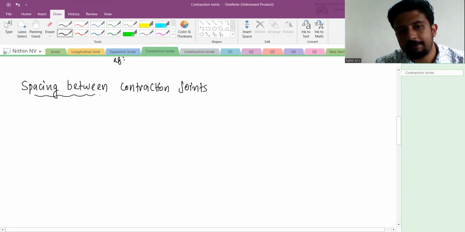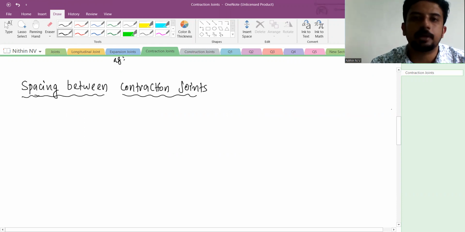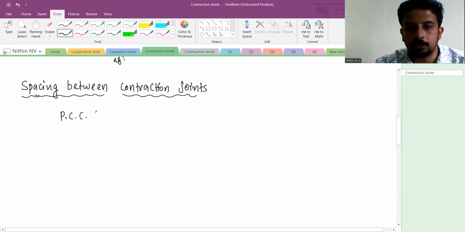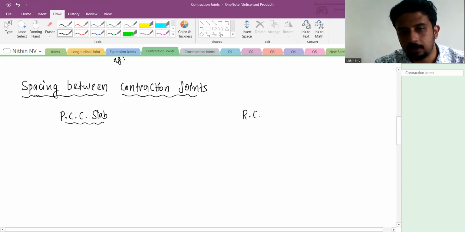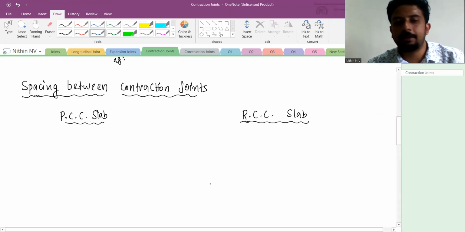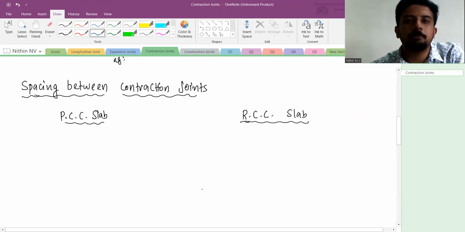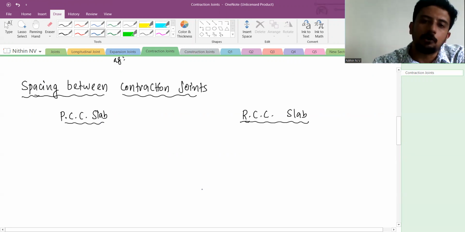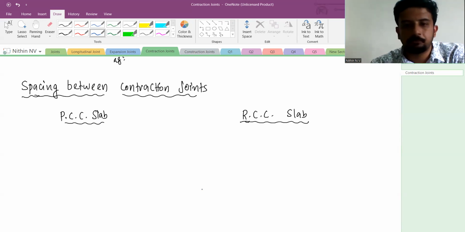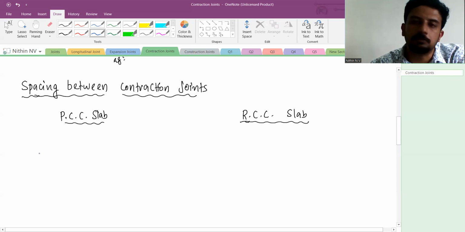Now, at the starting, I told you this slab can be either PCC or RCC, right? For a PCC slab, we have one equation, and for an RCC slab, we have another equation. So whenever a question comes, you should properly read it and understand whether the given rigid pavement is of plain cement concrete type or reinforced cement concrete type. Accordingly, we need to choose the spacing equation.